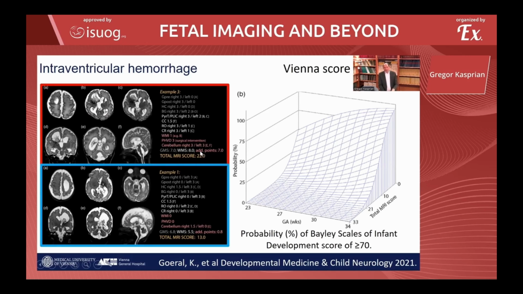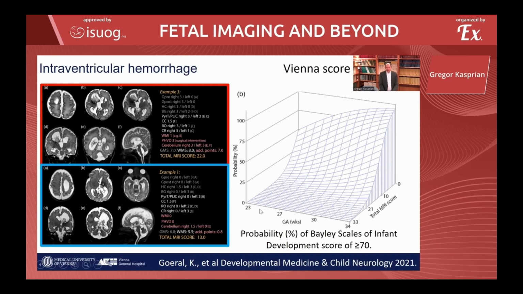And we end up with a score here. In this case, it was 22. The higher the score, the worse. And in this case, it was 13. And this is basically our graph showing the correlation to outcome. This is the probability of Bayley scales higher than 70. Below 70, we can expect there's a major cognitive and motor impairment.